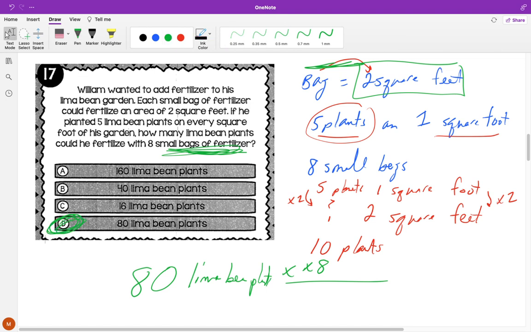All right, so this one we just logically thought through. Well, 5 plants for every 1 square foot. The bags are talking about it in terms of 2 square feet. So that means I want to figure out how many plants I can do for 2 square feet, because that's telling me how many plants I can do per bag. So that means 10 plants for every 2 square feet. There's 8 bags, so I can then do 80 Lima bean plants.